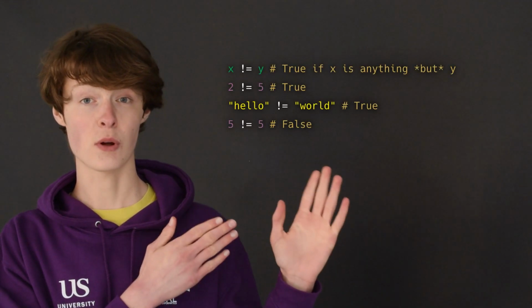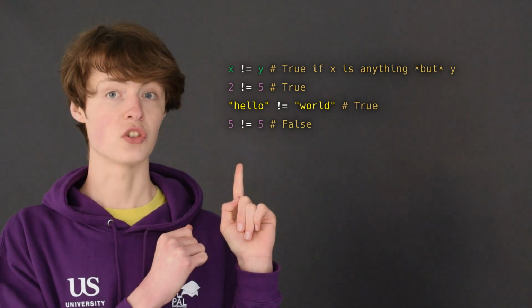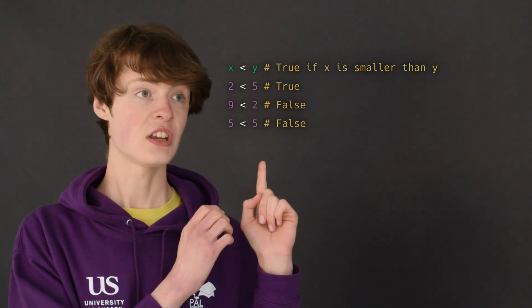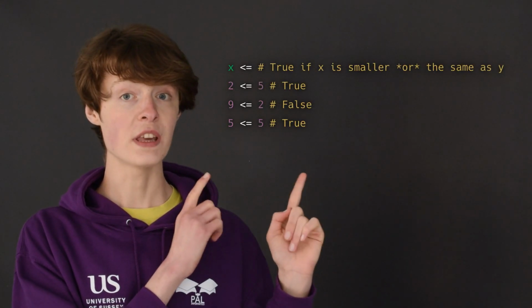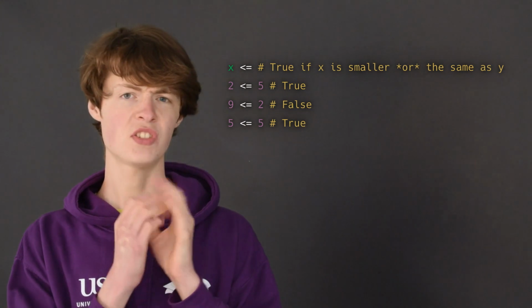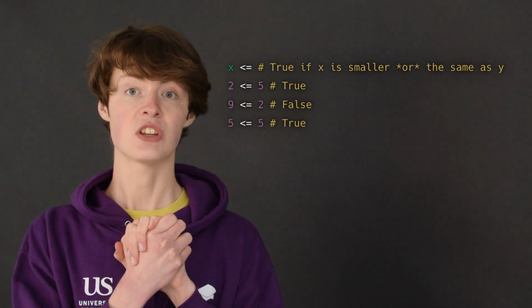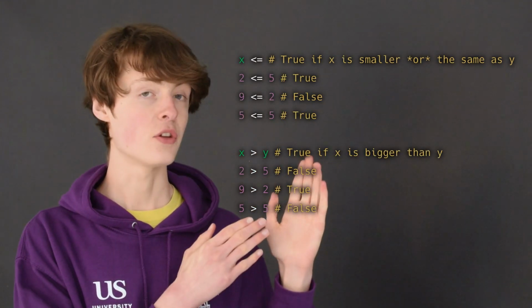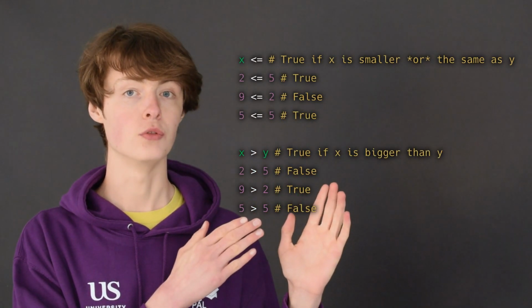This is inequality, which will give you a true statement if x does not equal y. This is less than. This statement will be true so long as x is less than y. This is the less than or equal to operator. This is similar to the above, only it will also give you true if x equals y. Lastly, we have the greater than and the greater than or equal to operator.